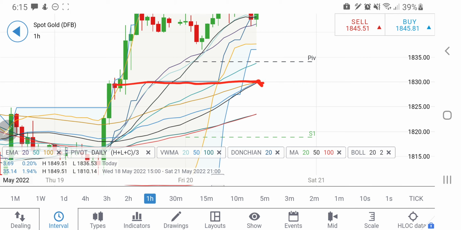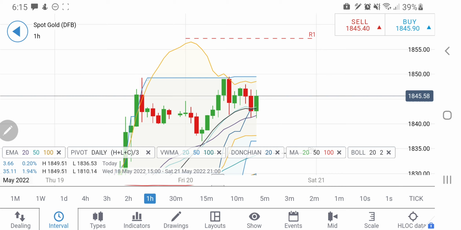If it continues to drop below 1840, one can go short there. Also on the upside, if it breaks past 1850, it is going to give you a strong move on the upside, taking it towards 1855 and 1860 levels probably. In fact, it can go well beyond those levels.